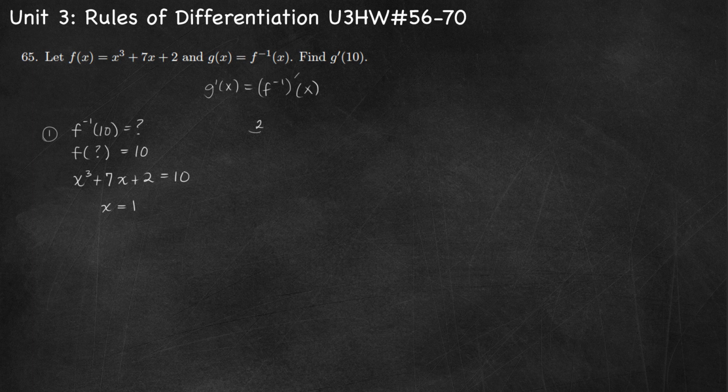So step 2, we're going to find f prime of 1, but first we have to find f prime of x. F prime of x is 3x squared plus 7. And now we take our answer from step 1 and we substitute that into the derivative of f. So we get 3 plus 7, or 10. Now step 3, we take the reciprocal and we get 1/10.